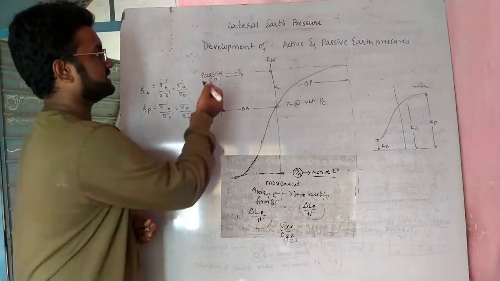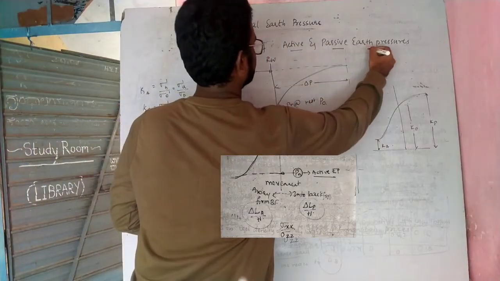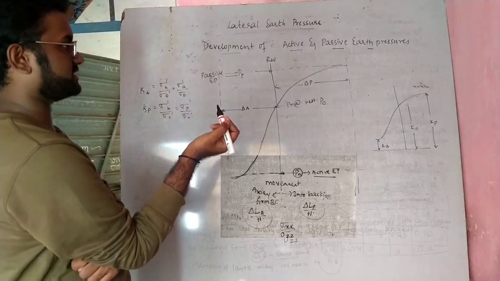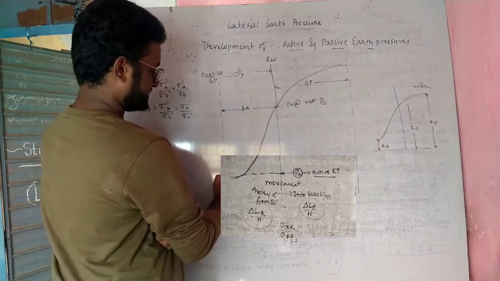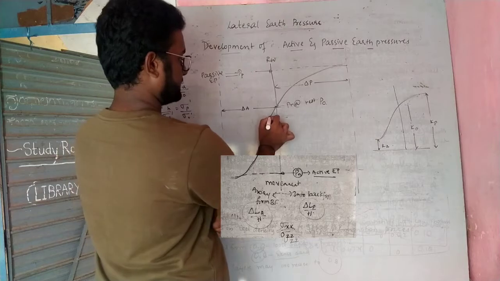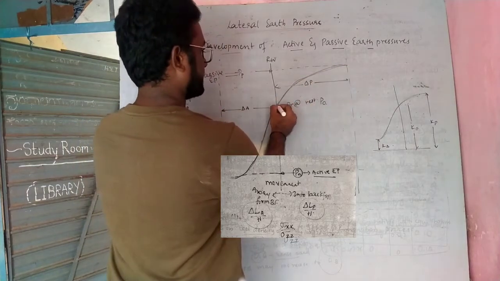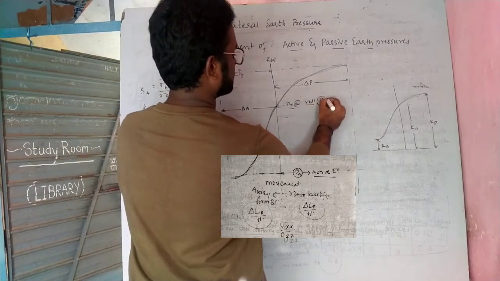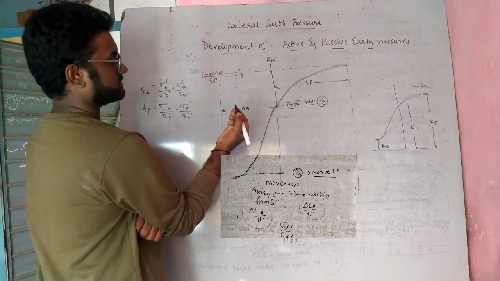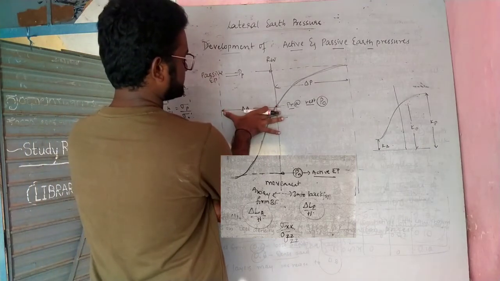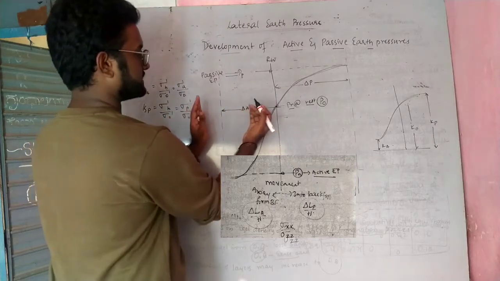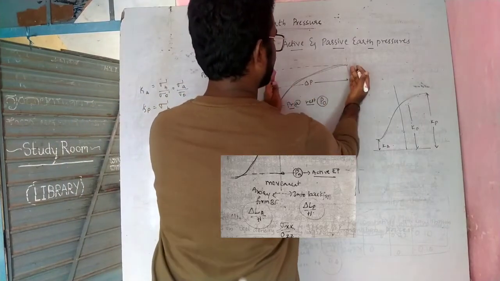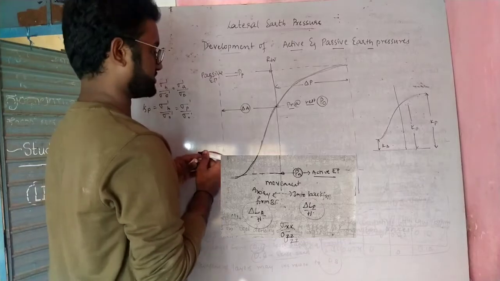Now let us discuss the development of active and passive earth pressure. This is the diagrammatic representation of the development of active and passive earth pressure. This is a curve starting from here and reaching till here. At the point of intersection, that is the pressure at rest, P naught. The distance from the left side, delta A, is the change in active earth pressure, and delta P in the right direction is the change in passive earth pressure.